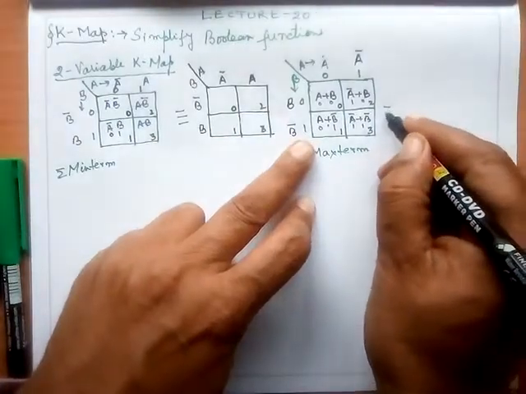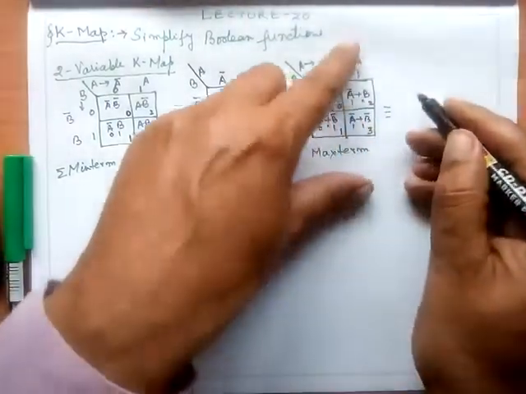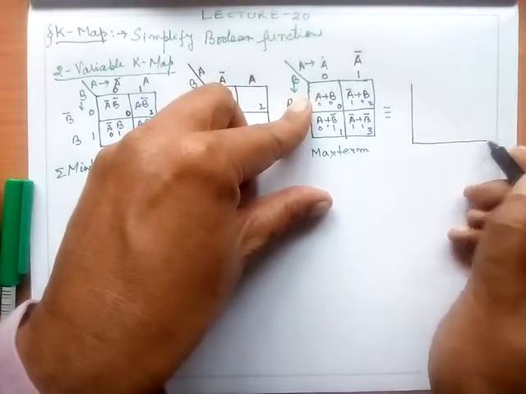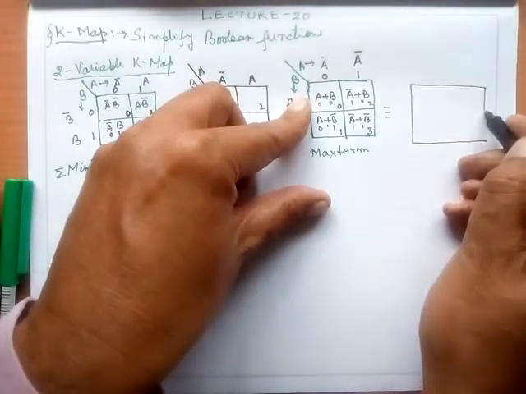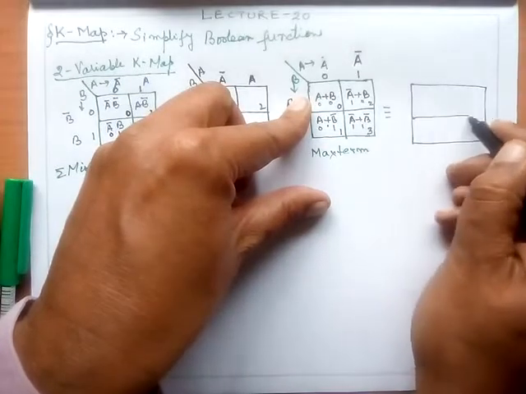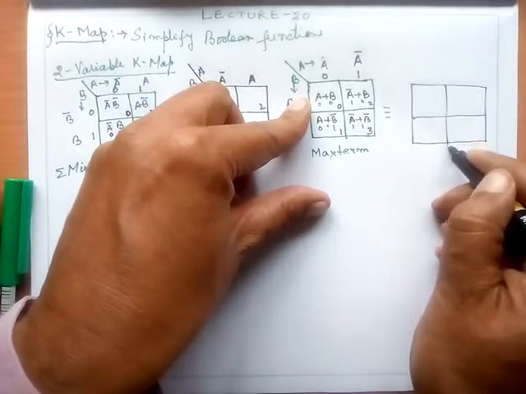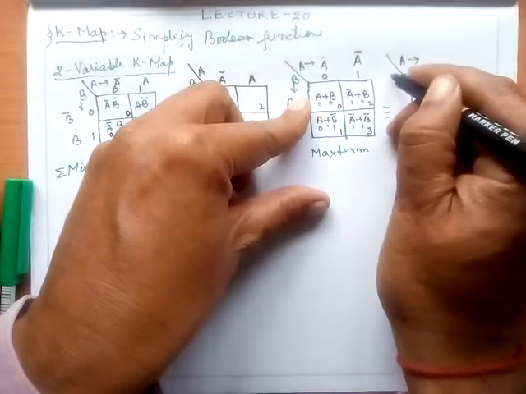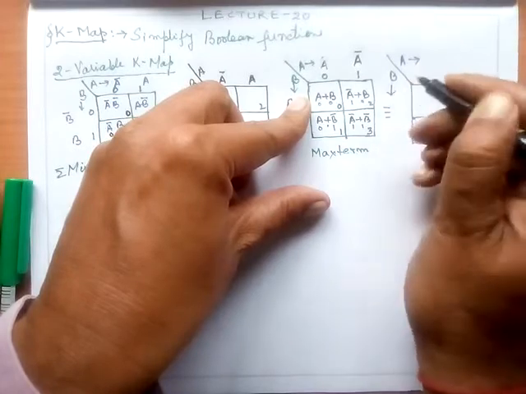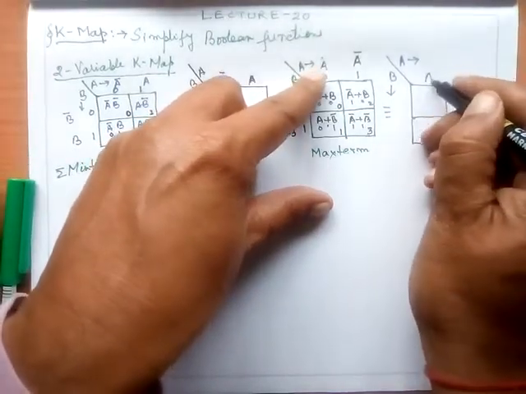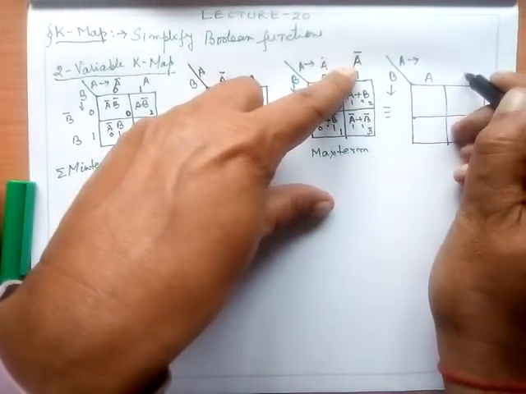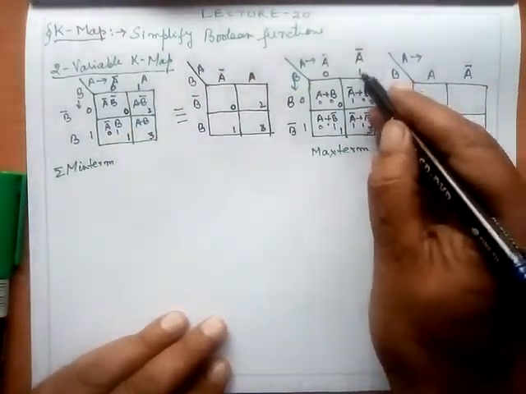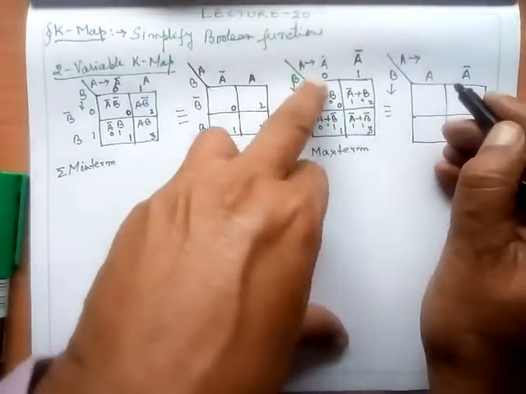So equivalently I can write this. I skip all the other things. I simply draw a square and divide this into 2 to the power n number of cells, that is 4 cells. On the horizontal side this represents A, and on the vertical side this represents B, and I write A as 0, 1. 1 is A bar for a maxterm. For a maxterm, a variable is represented by its complement for 1 and by the variable itself for 0.